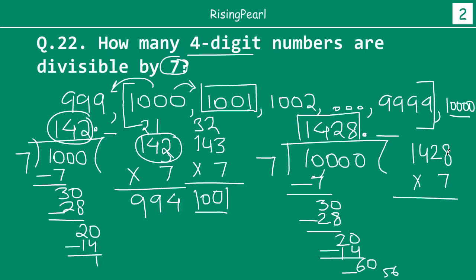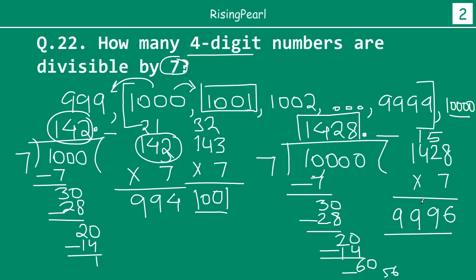So if we do this, we will get 1428 times 7. So 56, 5, 14, 9, 1, 28, 29, 2, 9, 9, 9, 6.